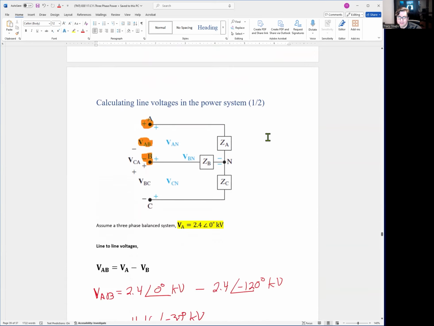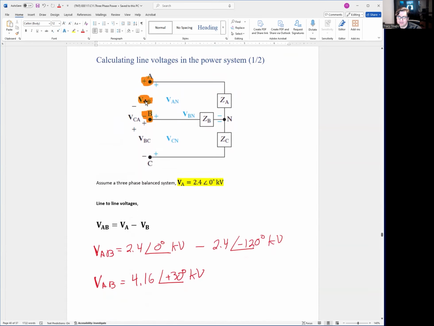Okay. Now, what about the line voltage? How do we calculate VAB? Well, mathematically, we could literally say VAB is VA minus VB. We know VA is 2.4 angle 0 degrees kV, but we have to subtract VB. We know VB is 120 degrees apart with the same magnitude. So we're going to subtract 2.4 kV angle negative 120 degrees. Now, crunching the numbers, you're going to get 4.16 angle positive 30 degrees kV.